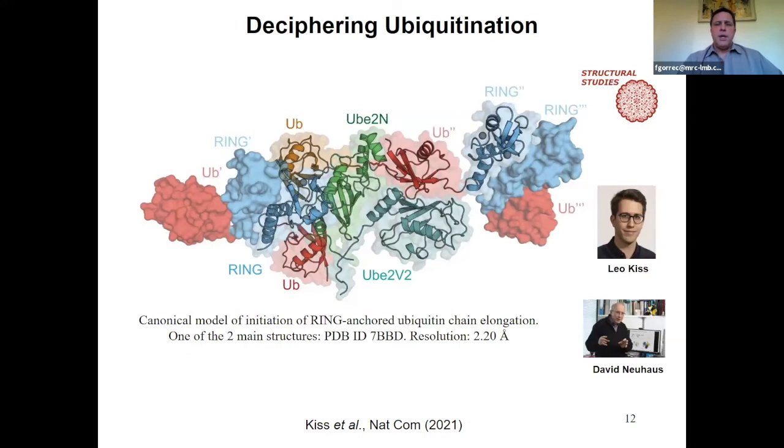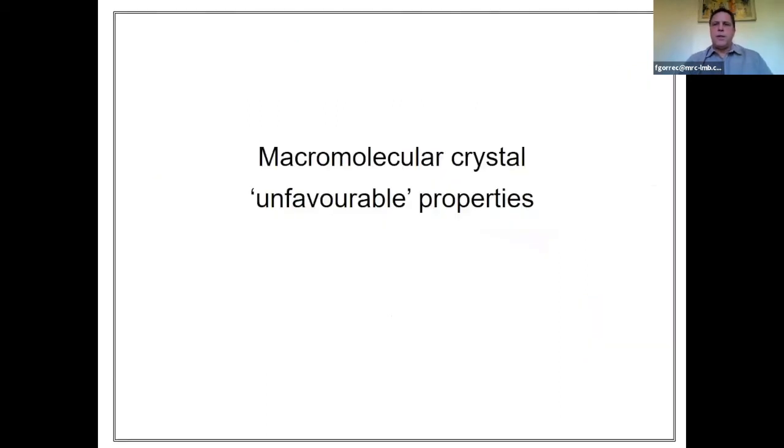Another study, this time from Leo Kiss and David Noyers, which means there's probably NMR involved. I just read it. Yes, it's out yesterday, I think. So I didn't have time to read it thoroughly, but it looks very exciting, with another complex structure at a resolution of 2.2. So I invite you also to read this very interesting study. Right, so that was just to show 2 examples of exciting studies made by X-ray crystallography.